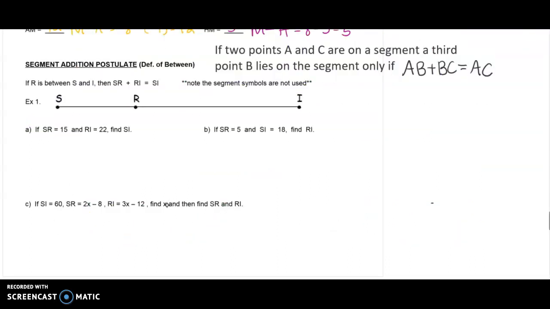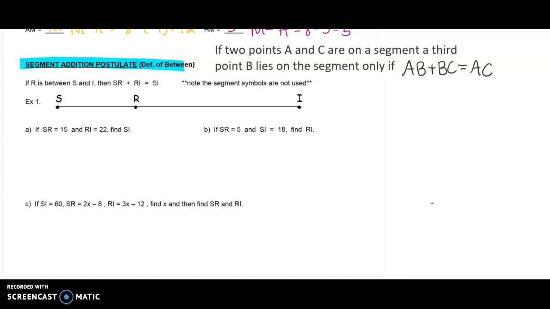All right, so now we have the segment addition postulate. And that pretty much just says that if 2 points, A and C, are on a segment, a third point B lies on the segment only if AB plus BC equals AC. So what they're saying is, in order for a point to be between 2 points, the sum of the pieces of the segment have to add to be the entire segment.